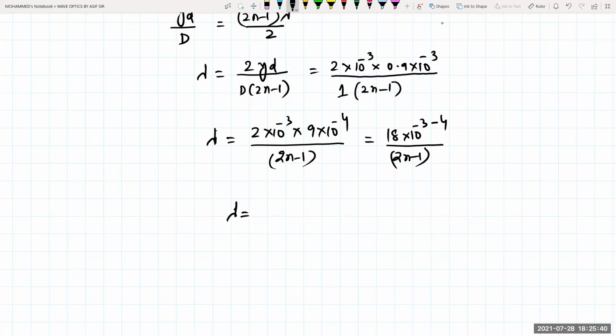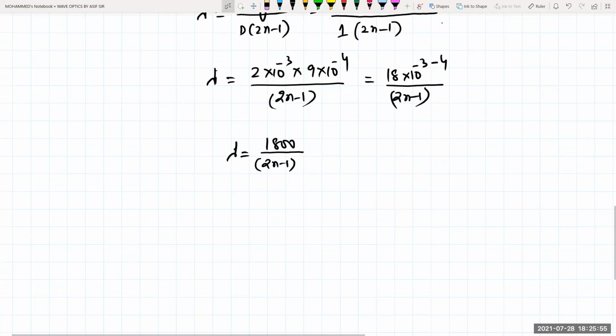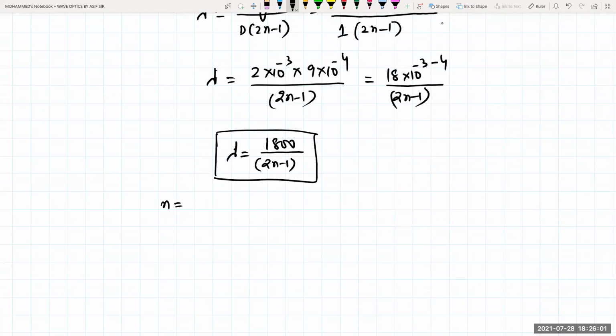So I can write minus 7 in terms of nanometers. Wavelength will be approximately 1800 nanometers divided by 2n minus 1. This is the relation, the lambda formula. Now if I take n equal to 1, it won't come in the visible region.